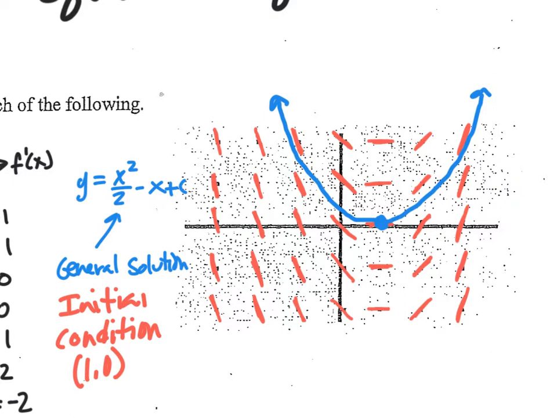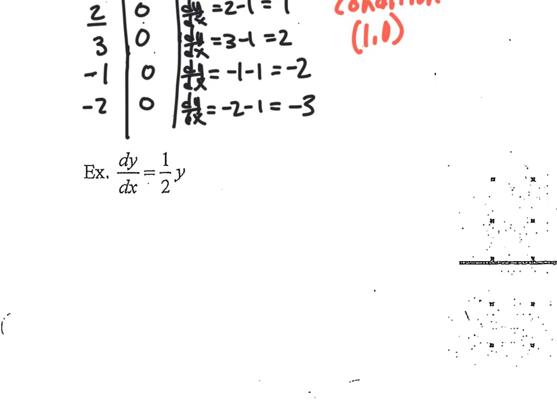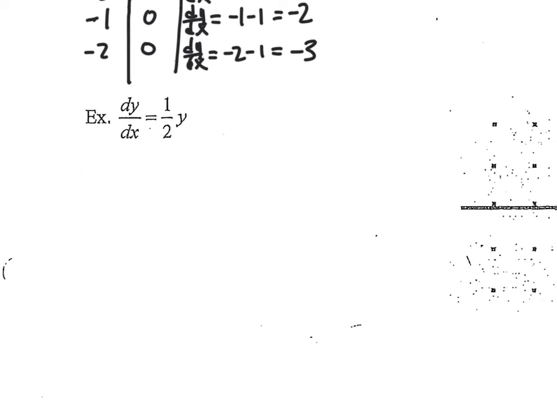So we can use these slope fields to help us visualize what the original equation was and how to get it. So let's go ahead and take a look at the next one. This one's a little bit different because my derivative here, dy/dx, is equal to 1/2 times y. This does not have an x value in it. So this one's a little bit different.